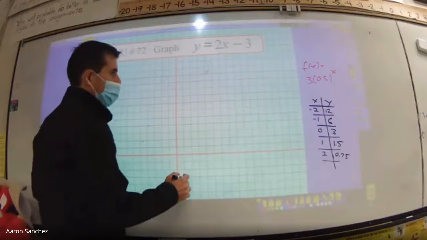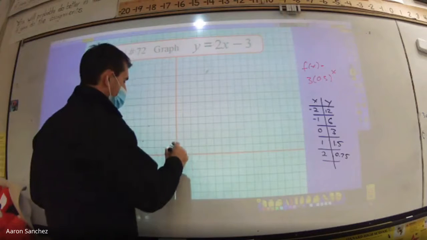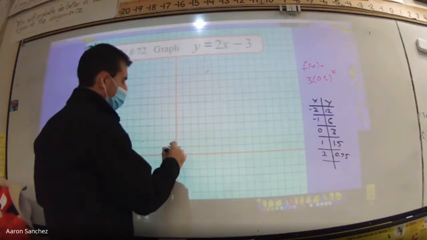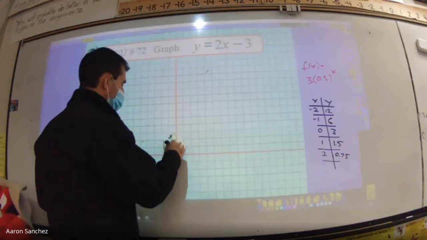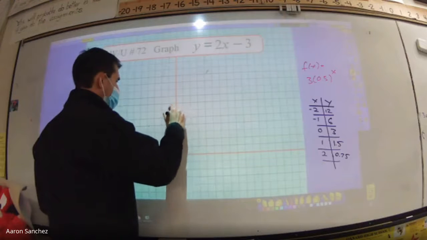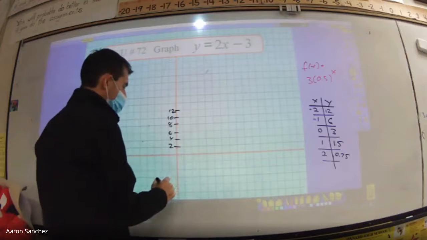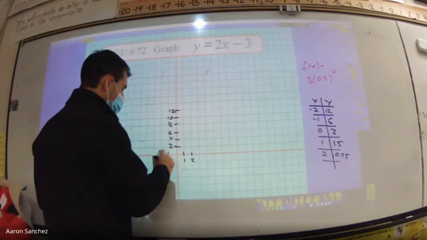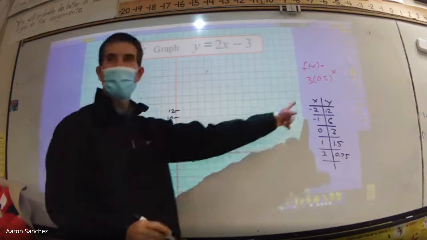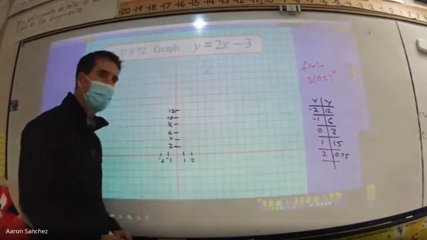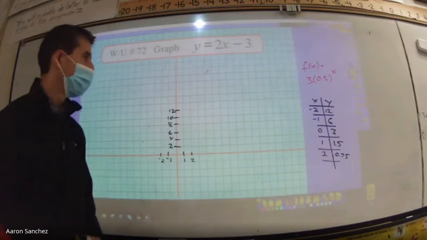So let's make these 2, 4, 6, 8, 10, 12, and we'll go 1, 2. Then we did -1, -2, right? We went from -2 to positive. So let's just plot our points.